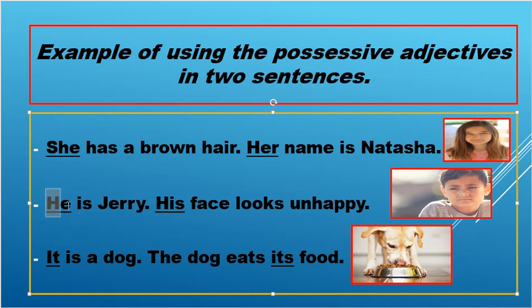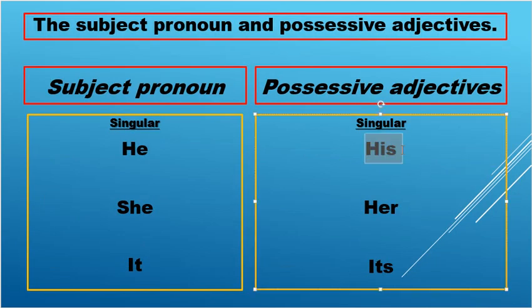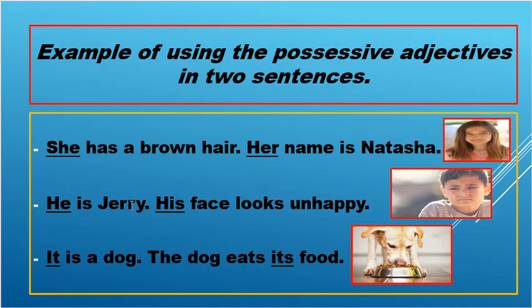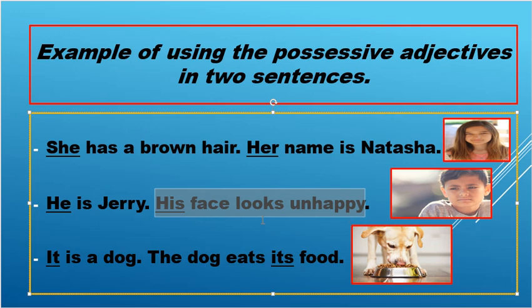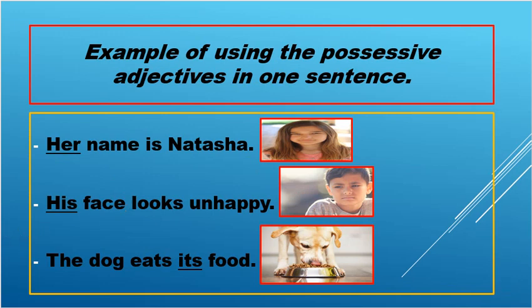Okay, next. He is Jerry. Don't forget, the possessive adjective for he is his. He, his. So: He is Jerry. His face looks unhappy. The subject pronoun here is he because it's a boy. The boy is Jerry and his face looks unhappy or sad. His, why? Because we're talking about he, the boy. So here we have one sentence and then the second sentence. You have composed two sentences from a short one, into a longer one.